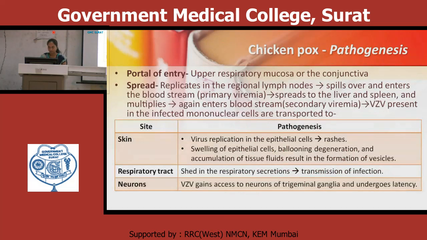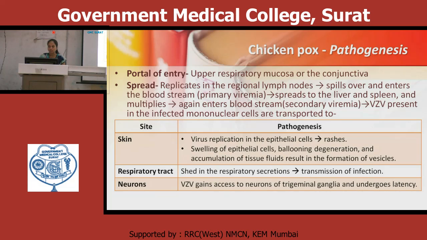Chickenpox. Portal of entry, upper respiratory mucosa or the conjunctiva. Spread. It replicates in the regional lymph node, spills over and enters the bloodstream, that is primary viremia, spreads to the liver and spleen and multiplies in it. Again enters bloodstream, that is the secondary viremia.